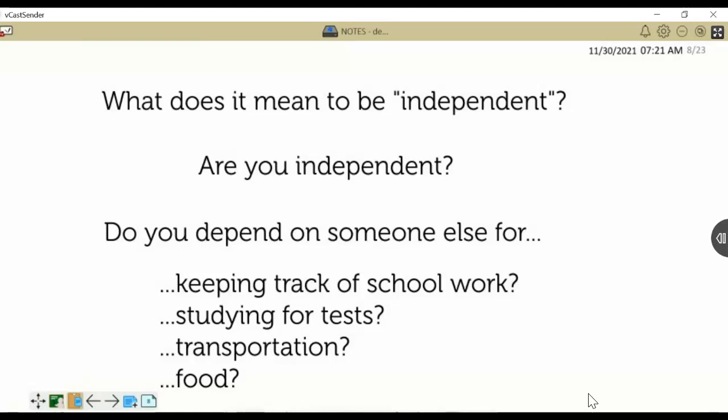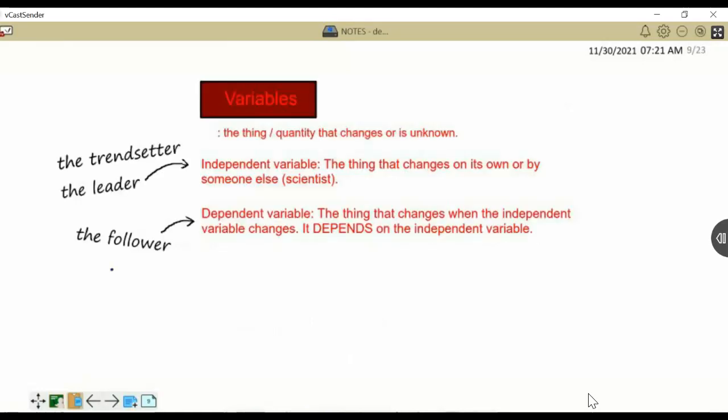So now let's look at what it means in math and in science classes when we talk about an independent variable and a dependent variable. Independent variable is the thing that changes on its own. It's like somebody who can make their own decision. In a science class, an independent variable in an experiment would be the thing that a scientist or the person who's doing an experiment will change, make a change in something. That is the independent variable. A dependent variable is the thing that changes when the independent variable changes. It depends on the independent variable.